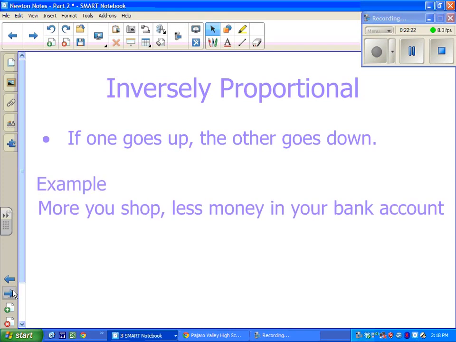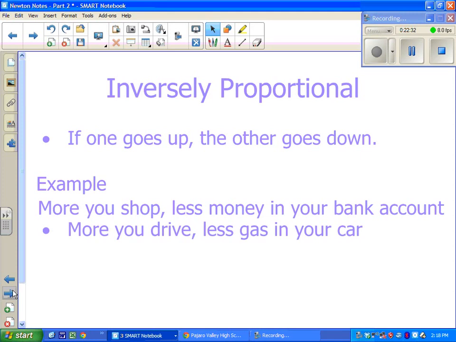And so some examples: the more you shop, the less money you have. Shopping goes up, money goes down. The more you drive, the less gas is in your car. Driving goes up, gas goes down. And in our physics world, it is mass and acceleration. If mass goes up, acceleration goes down. And you can feel this in your car. If you put a bunch of people in your car and the mass goes up, your car slows down. The acceleration is not as quick, not as much.